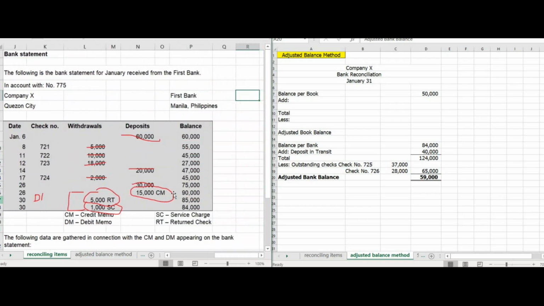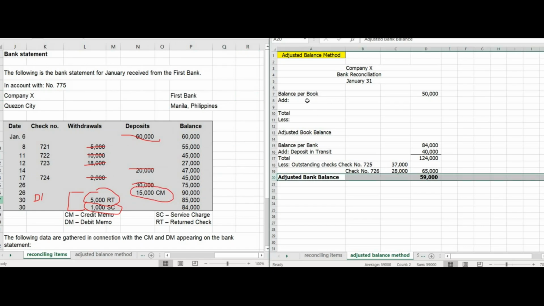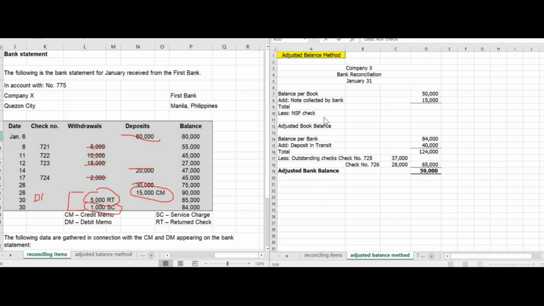So, for the book reconciling items, na-determine natin na meron tayong credit memo. So, yan. So, you simply add it here. So, this one is a note collected, no, by bank. So, the amount is 15,000. So, we have our NSF check. No, that amount is 5,000. And then, we have another debit memo. Another debit memo is your service charge. So, the amount is 1,000.